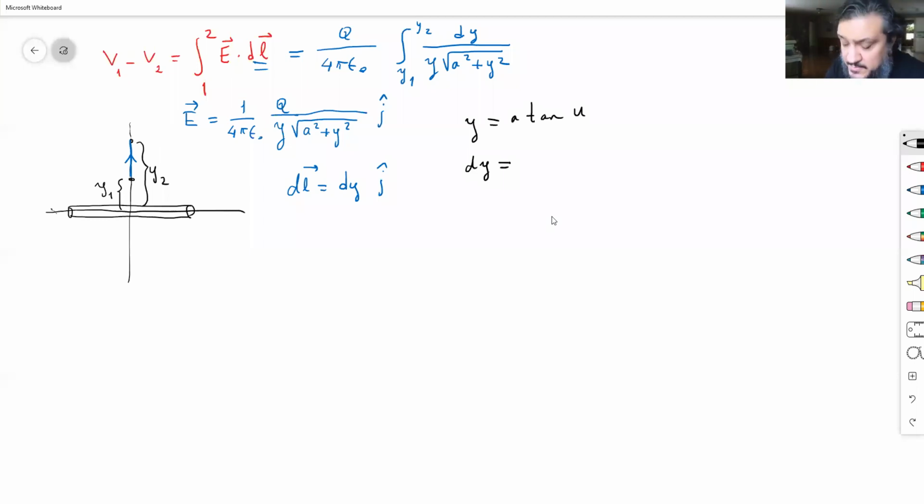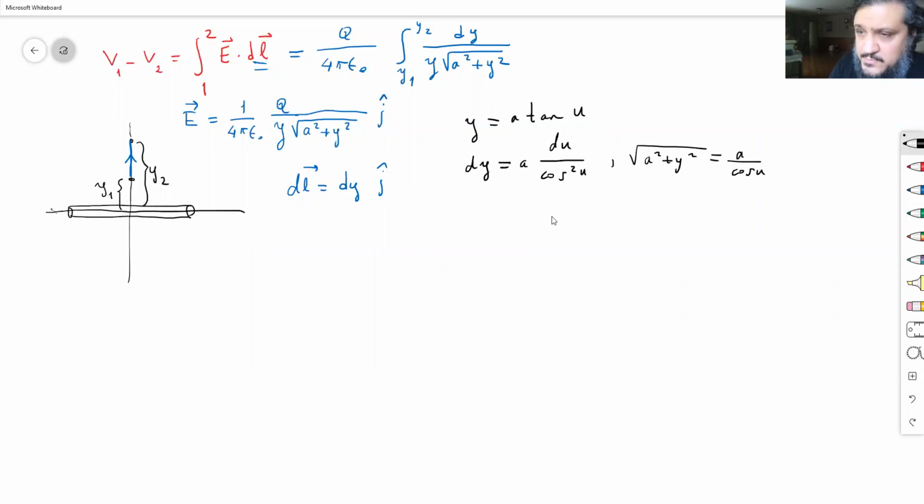All right, so dy will be a du divided by cosine squared u, right? And the square root of a squared plus y squared is equal to a over cosine u. Okay, so this integral becomes what?